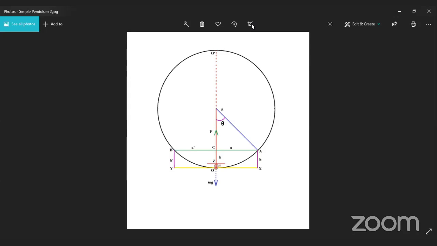A is the amplitude, because the angle theta is small. OA is actually the amplitude, but as theta is very small, we can assume CA equals A, the amplitude. So twice L minus H into H equals A square. As H is very small, twice L H equals A square. So H equals A square by twice L. So that is the amplitude.